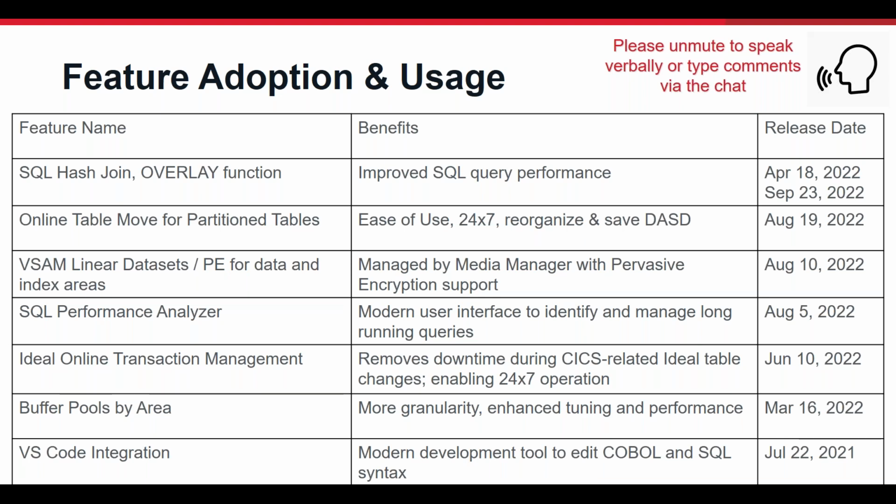Certainly hash join. We're using that at the moment in non-production environments. I need to get the code level into production so that we can start using hash join. But we have seen for certain queries significant performance improvements, so that's a very welcome addition. VSAM linear, we've been playing with that. Again, it's not in production yet, but it's working well in non-production environments. Once we get into production, we'll be interested to see how much more we're offloading to the zIP on that.